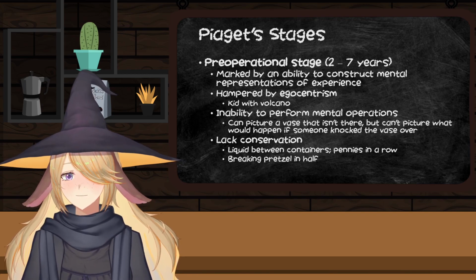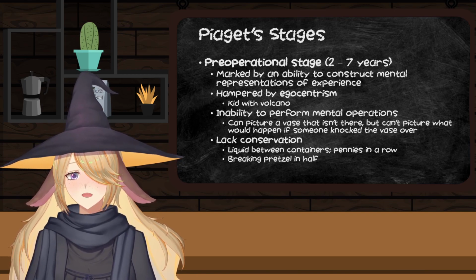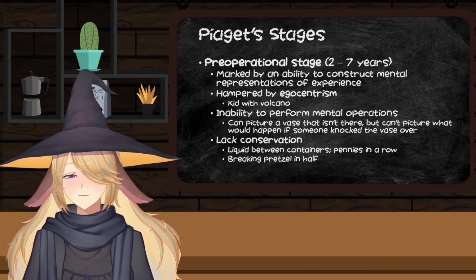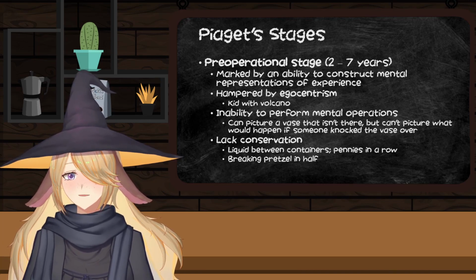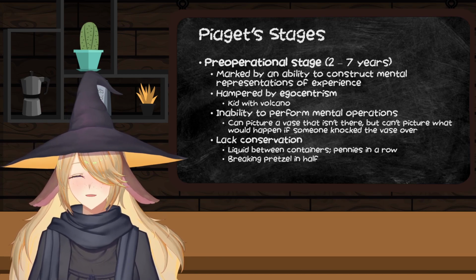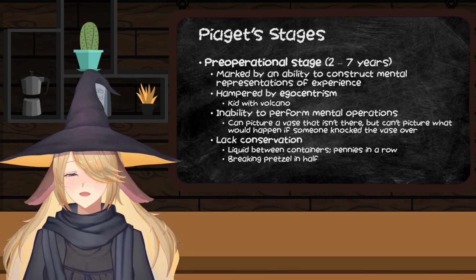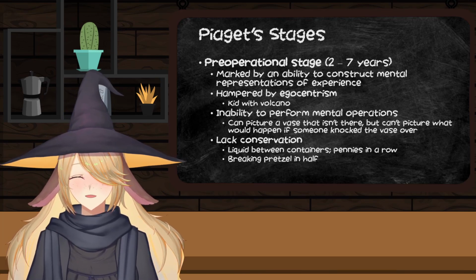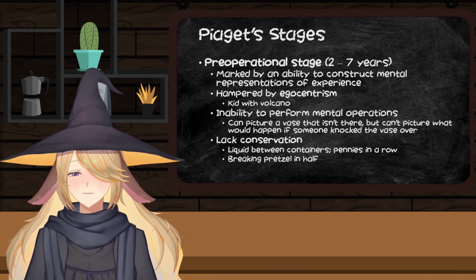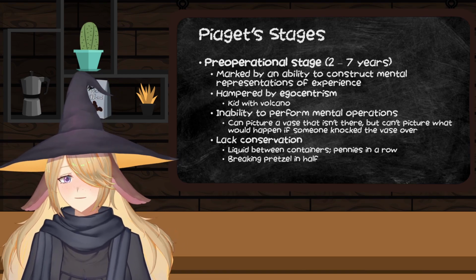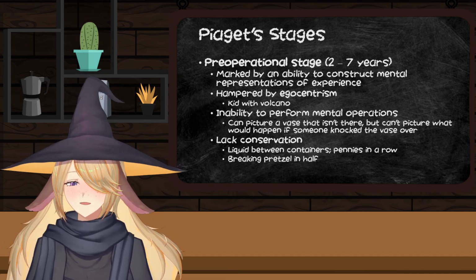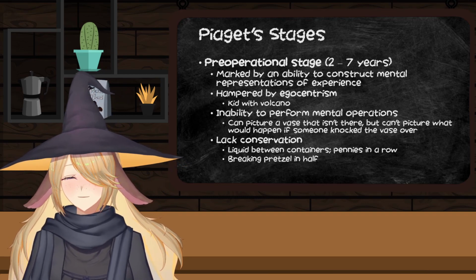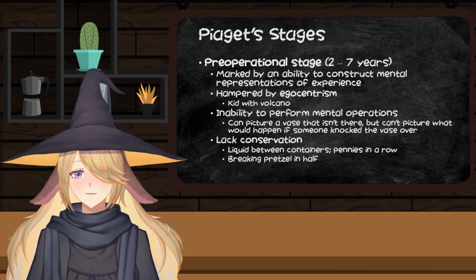However, kids at this stage, as a consequence, again, lack conservation skills, which is why when you spread the pennies out, when you break a pretzel or a cracker in half, or you pour liquid between containers, they can't understand that it's still the same thing. If I break that graham cracker in half and then say, now you have two crackers, they're like, well, you are right. I do, in fact, have two crackers, and this seems like a very fair deal. That's just the nature of how kids are at that age.